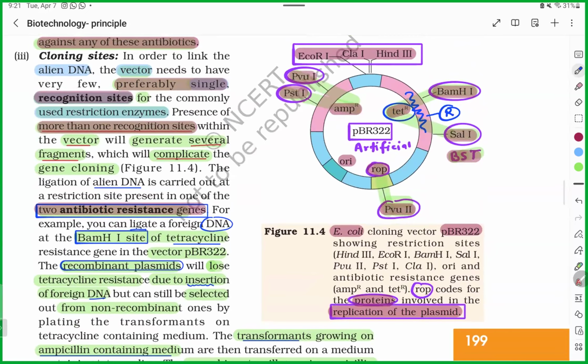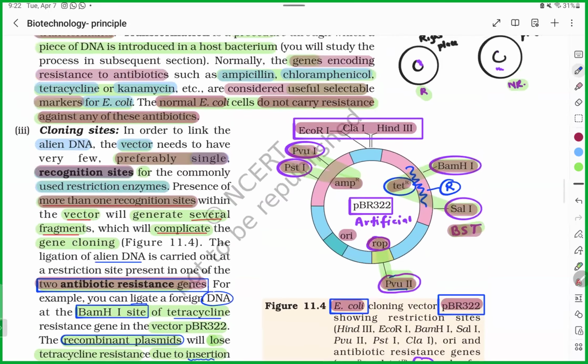Rop is controlled by PvuII, and Rop codes for a protein that is required for plasmid replication. What are the enzymes that can act on the ampicillin resistance gene? Tetracycline is extremely important. pBR322 is the vector of E. coli bacteria and pBR322 is an artificial vector. Correct? Cloning vector but artificial. EcoRI, ClaI, HindIII act on the same site here.